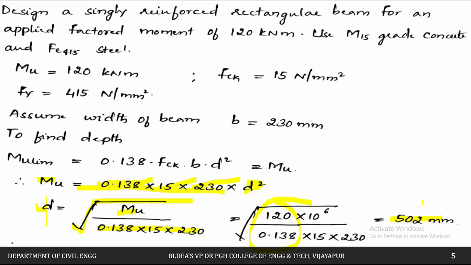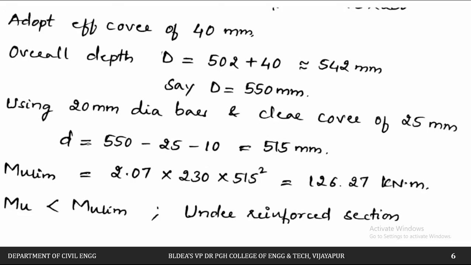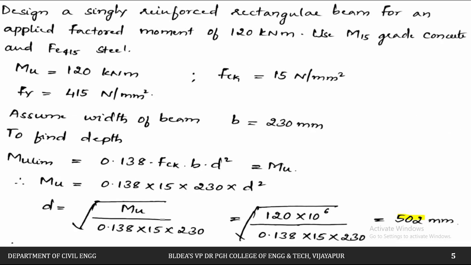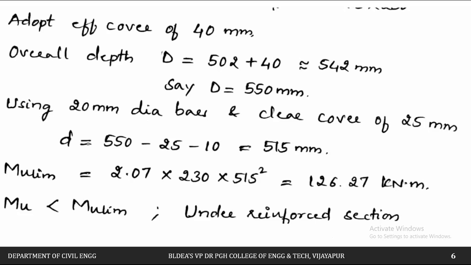So this much is the D required. This is the depth required. If you provide this much, our section will be an under-reinforced section itself. So D required is 502 mm effective depth.